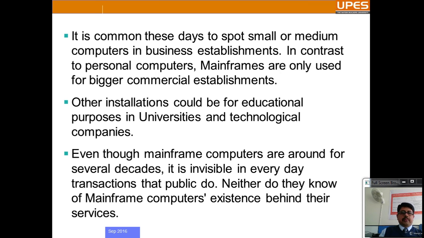There are certain companies using the mainframe for their different tasks, and parallel to that, universities are also in the picture. They are also doing their tasks or some research work on mainframe machines. Even though mainframe computers have been around for several decades, they are invisible in the everyday transactions that the public do. Neither do they know of the mainframe computer's existence behind their service. As I already said, undoubtedly most of us somehow use a mainframe on a day-to-day basis. Not directly, but at the backend, the mainframe is playing a crucial role in supporting everything for the end user.